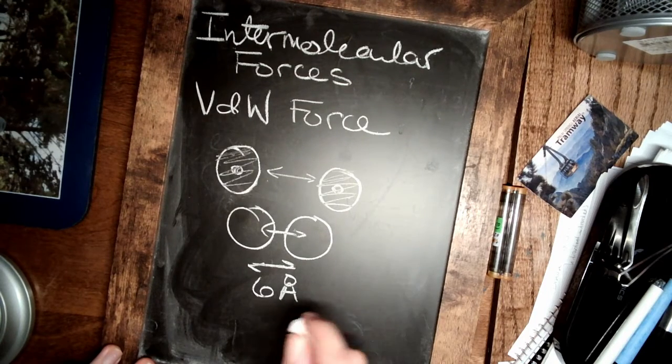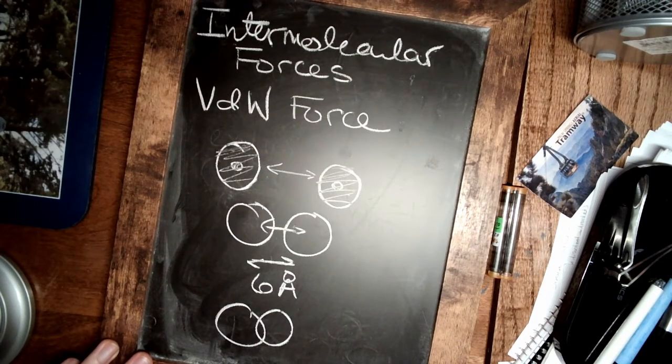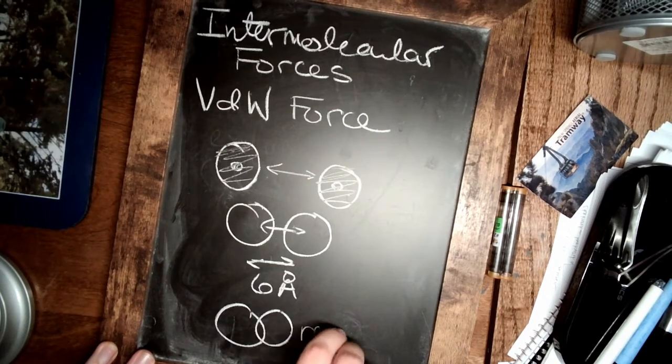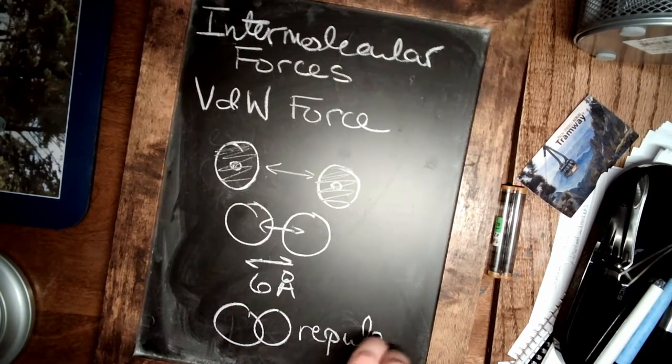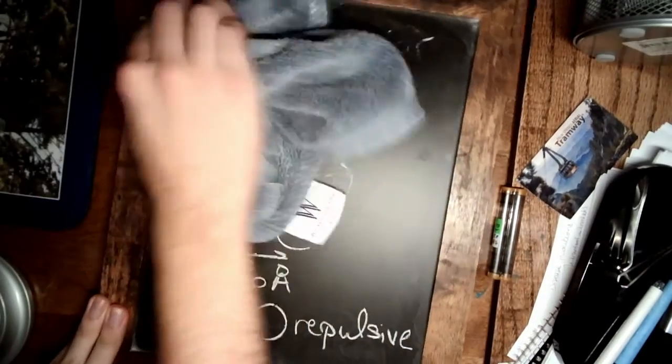And if we get even closer than that, to the point where the two electron densities will start to overlap, we will get a repulsive force between them. So let's take a look at, in a little more detail, what an equation for that interaction would look like.